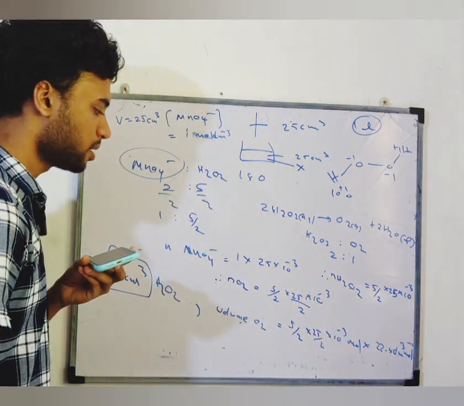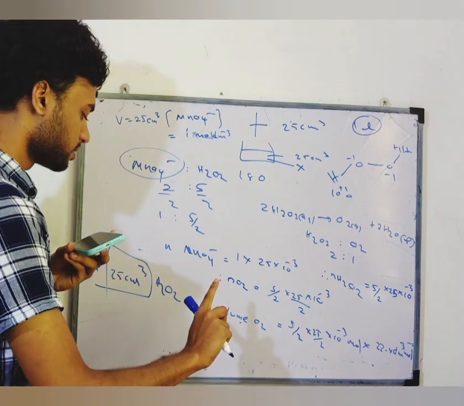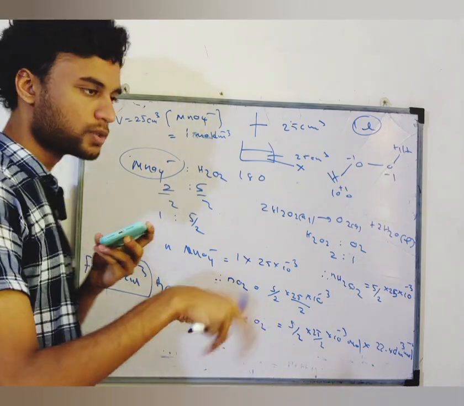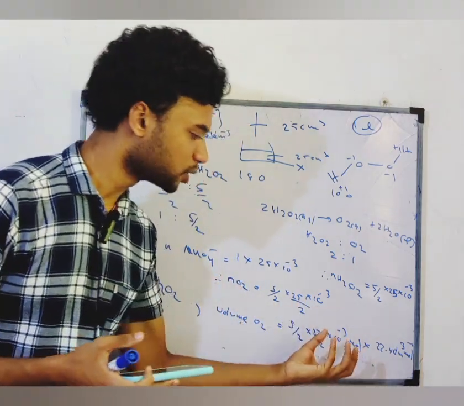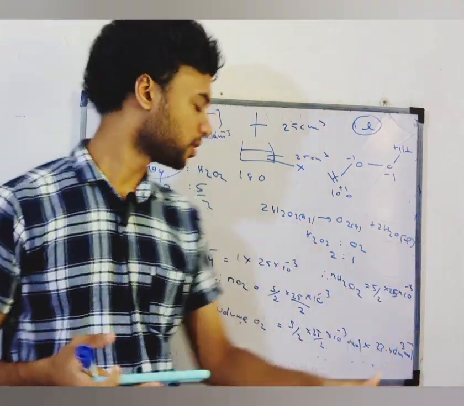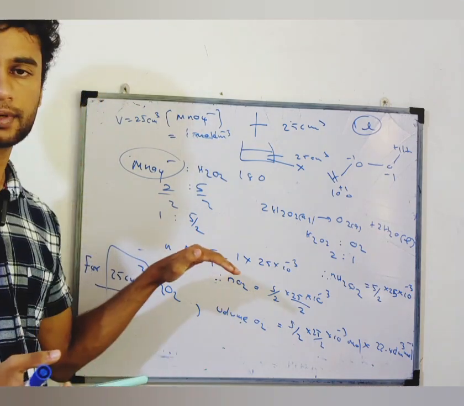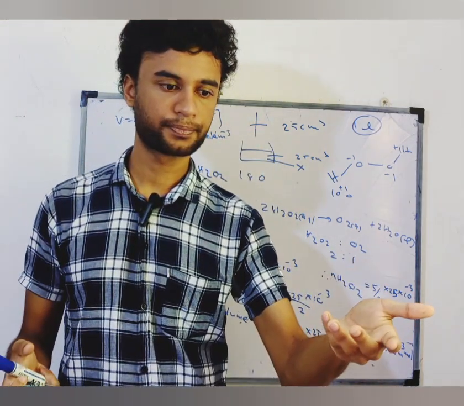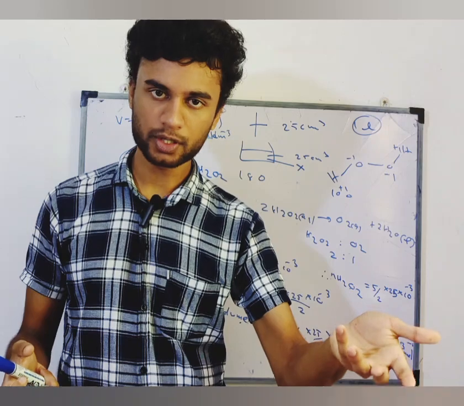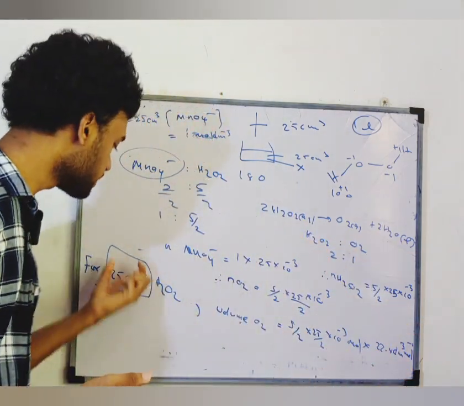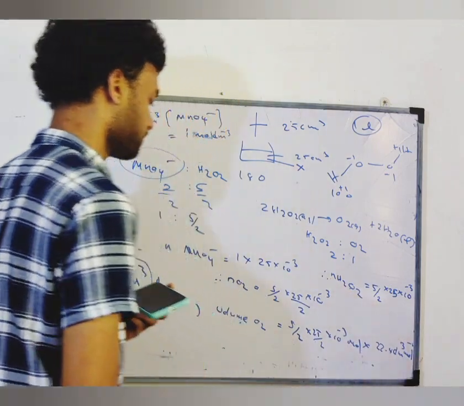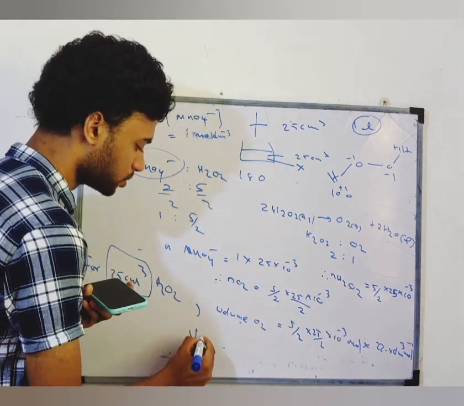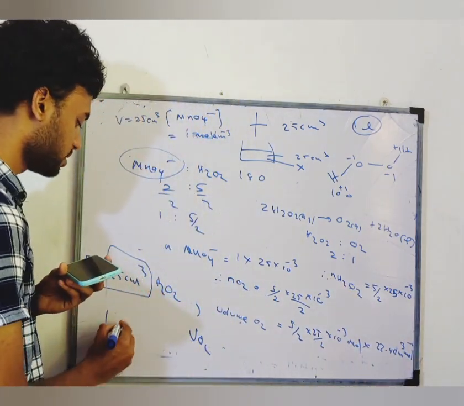The liters of oxygen formed. But we want for 1 liter. 1 liter means 1000 centimeter cube. So I have to multiply this volume by 40, because 25 times 40 means 1000 centimeter cube. That clear? 1000 centimeter cube means 1 liter. For 1 liter of H2O2, I have to multiply this volume of oxygen by 40.